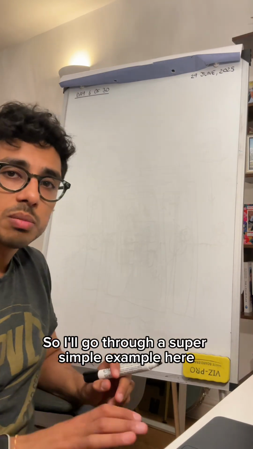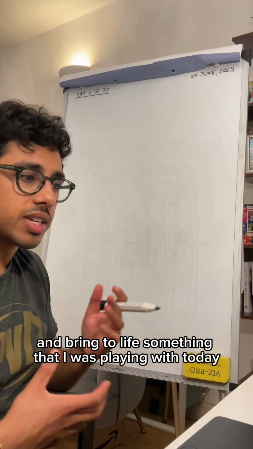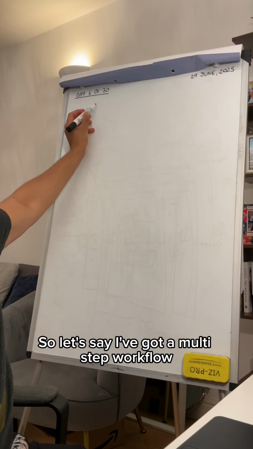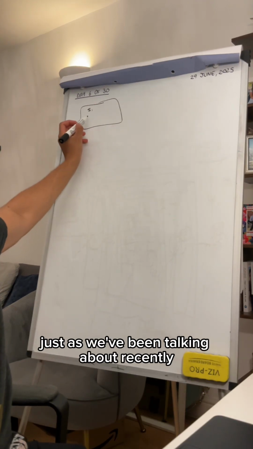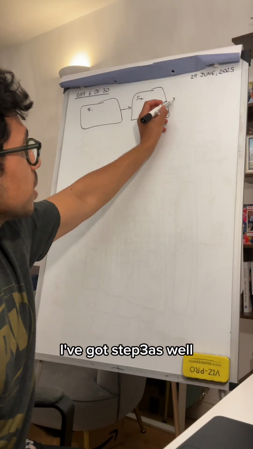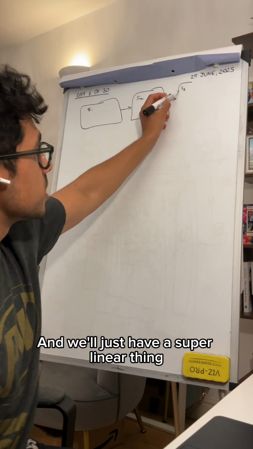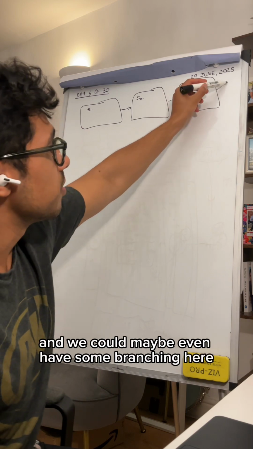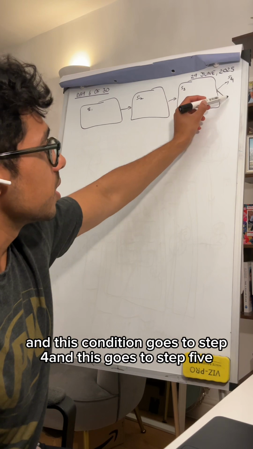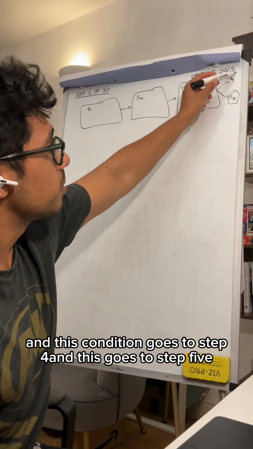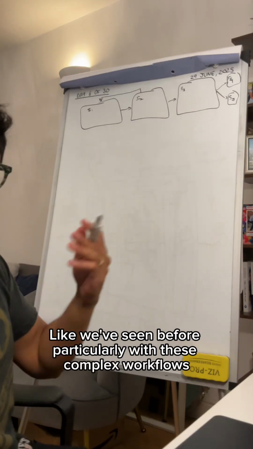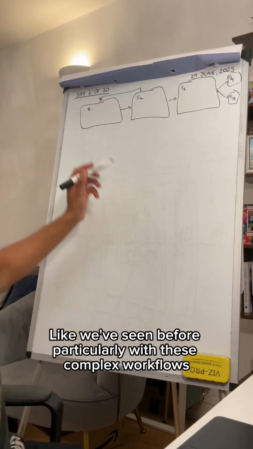So I'll go through a super simple example here and bring to life something that I was playing with today. So let's say I've got a multi-step workflow, just as we've been talking about recently. So I've got step 1, I've got step 2, let's say I've got step 3 as well. And we'll just have a super linear thing, and we could maybe even have some branching here. And this condition goes to step 4, and this goes to step 5. And then we could also have certain loops and things like this we've seen before, particularly with these complex workflows.